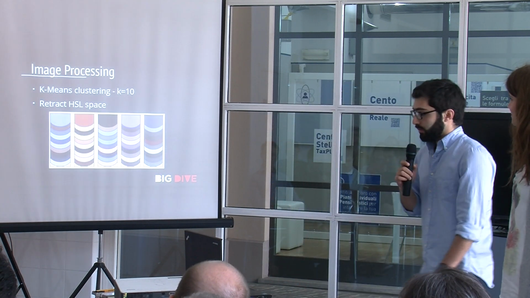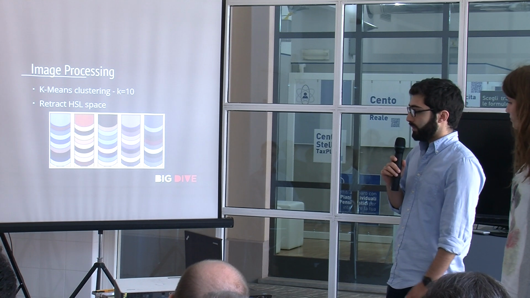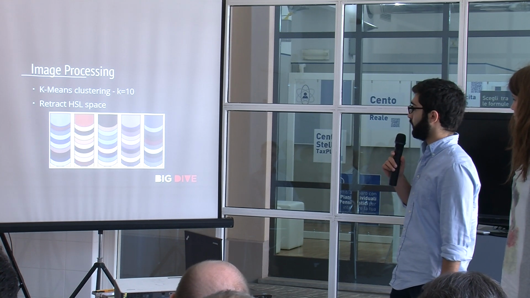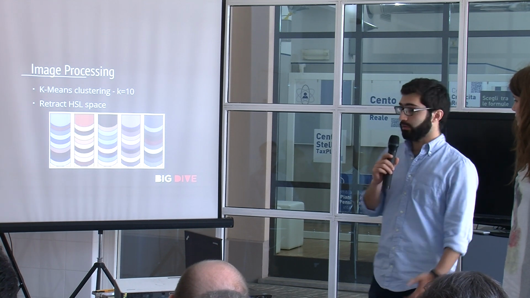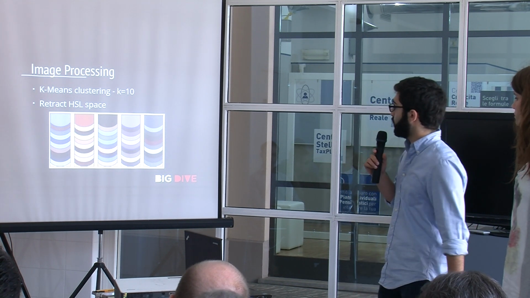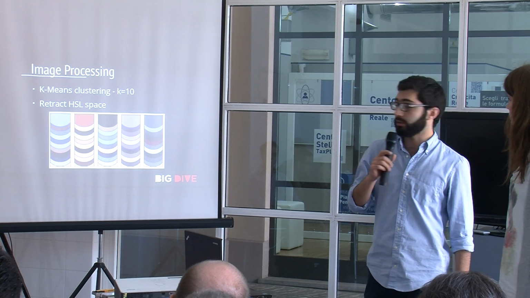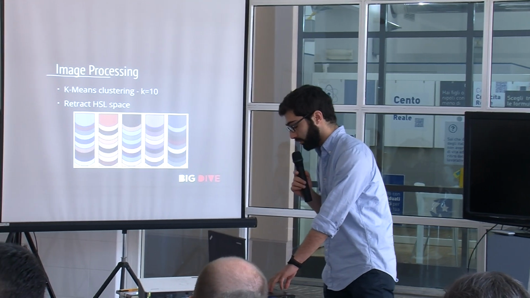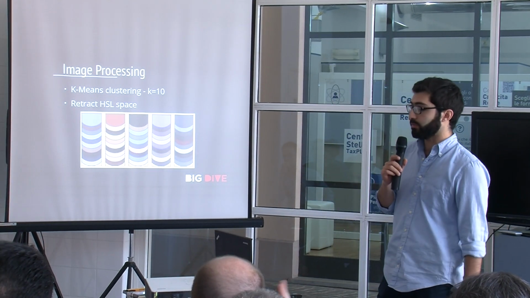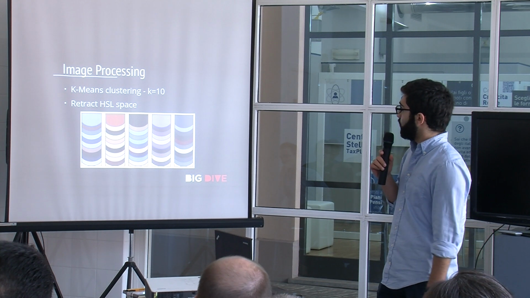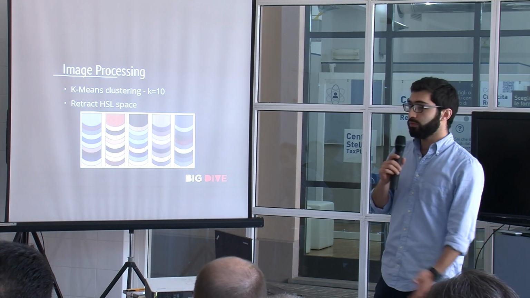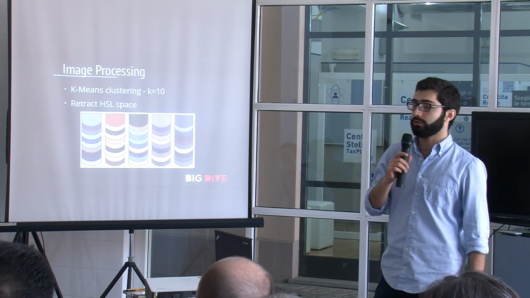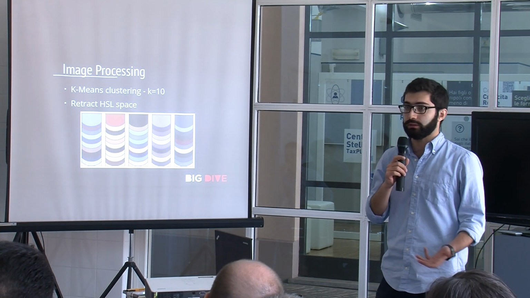Then the next thing that we did was the image processing. We kept it simple. We decided to look only at the color. We took the 10 most dominant colors in the image, and we worked in the HSL space because it's more natural: hue, saturation, and lightness. It was easier to use this space in order to get to the semantics.